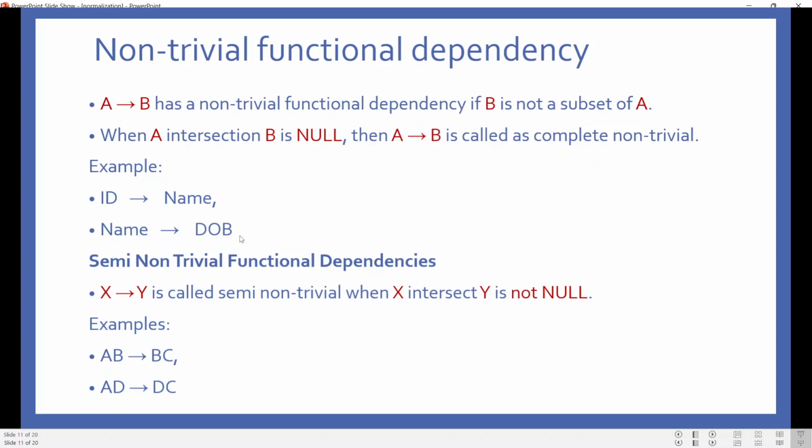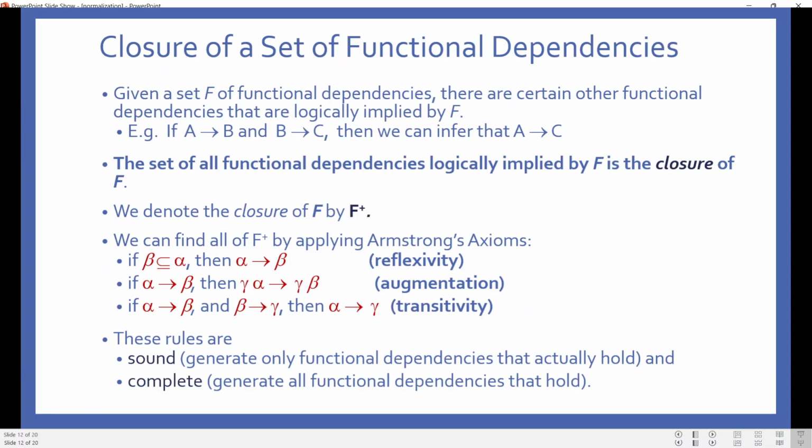Another type of functional dependency is semi non-trivial functional dependency. In semi non-trivial functional dependency, basically the intersection of X and Y is not null, then it can be semi non-trivial functional dependency. For example, AB determines BC. Here the intersection is not null. So here we can say that it is semi non-trivial functional dependency.